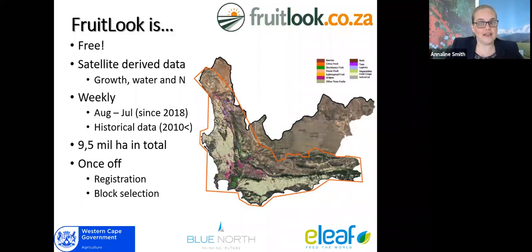Actually, this year, FruitLook has been going for 10 years and has been 10 years subsidized by the Department of Agriculture, Western Cape. So how the program works, FruitLook is a product that was developed by a Dutch company called eLeaf, and it is 100% subsidized by the Department of Agriculture, Western Cape, and the implementation partner of it is Blue North Sustainability. So I work for Blue North Sustainability, and we're here to support our farmers.